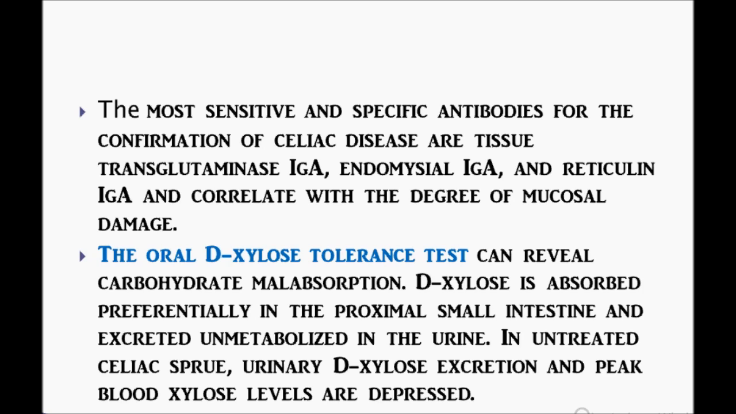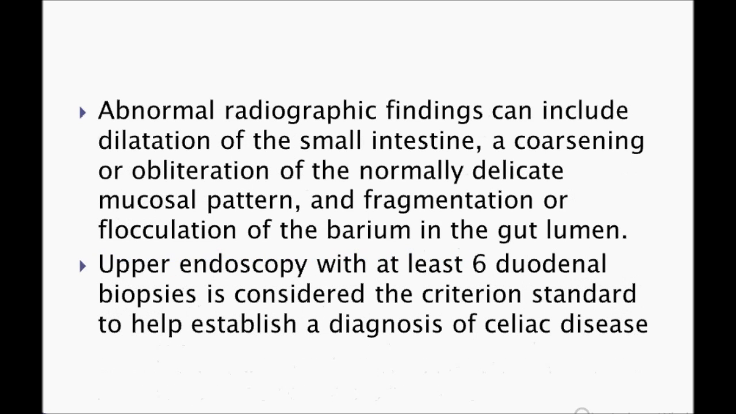D-xylose is absorbed preferentially in the proximal small intestine and is excreted and metabolized in the urine. In untreated celiac sprue, urinary D-xylose excretion and the peak blood xylose levels are depressed. So what happens when there is no absorption of D-xylose from the proximal small intestine because of celiac disease? The level of D-xylose in the blood will decrease, right? And the excretion will definitely decrease because it's not absorbed, so the kidney will not excrete because there is nothing in there.